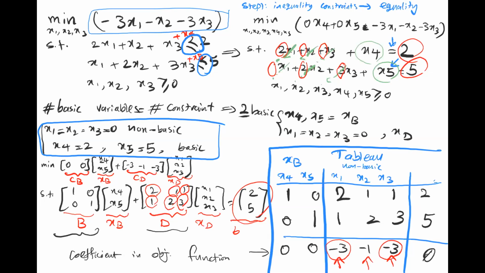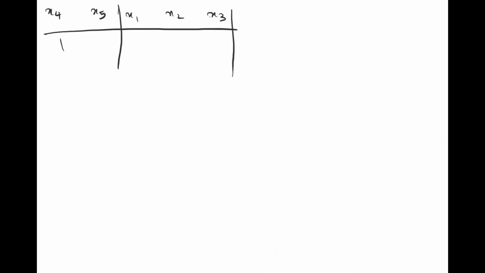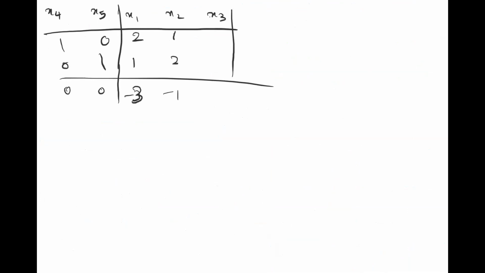What I'm going to do, I'm going to choose this column and see what will happen in the next step. So I'm going to rewrite this again. So we have x4, x5, x1, x2, x3, 1, 0, 0, 1, 0, 0, 2, 1, -3, 1, 2, -1, 1, 3, -3, 2, 5, 0. All right.